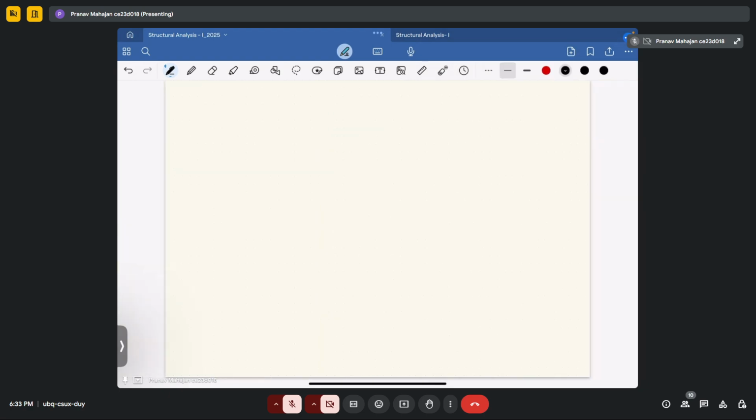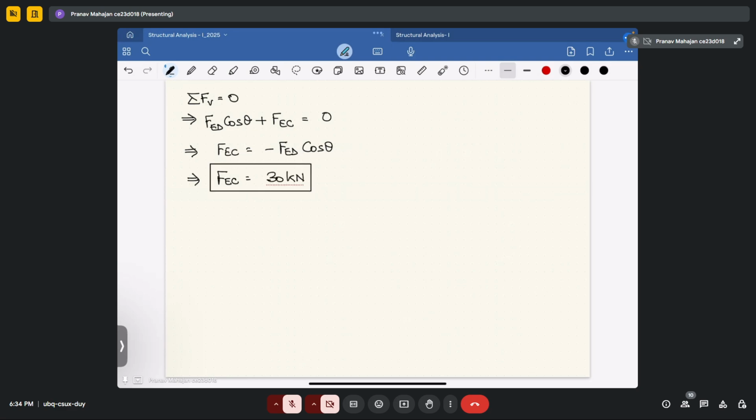Let's move to solve another member force, that is FEC. So applying summation of vertical forces equal to 0, that will give you FED cos theta plus FEC equal to 0. So how will you calculate FEC? That will be equal to minus FED cos theta. That you already know how it will be. So this implies FEC will come out to be 30 kilonewton. You have to substitute all the values, then only you will come to know what is the value. So now FEC you have calculated.